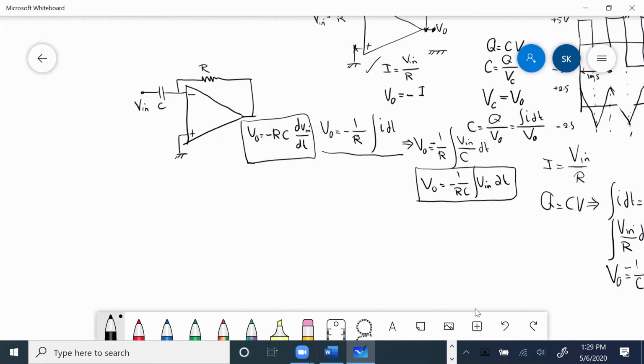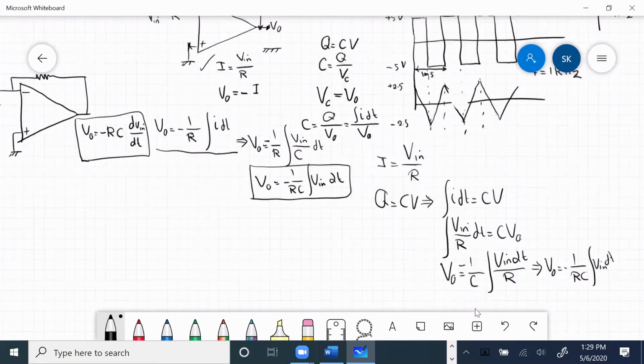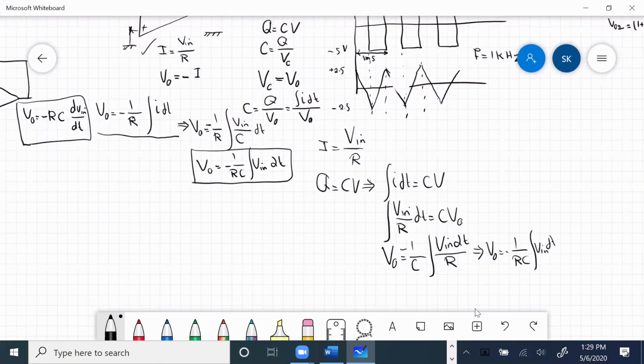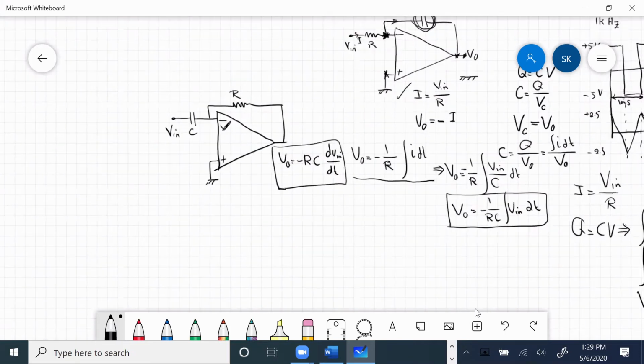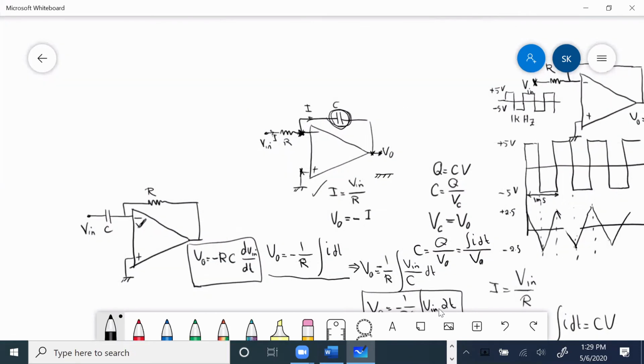Sorry about that. Oh, Professor, how did you get the negative 1 over C again? Yeah, because it's applied to the negative terminal. Oh, okay, then that makes sense. Thank you. You're welcome. Here it is applied to the negative terminal. So output is always negative. Whenever a voltage is applied to the negative terminal, output is always negative.